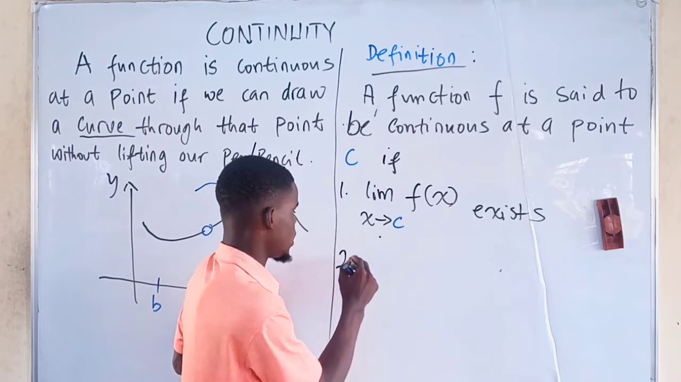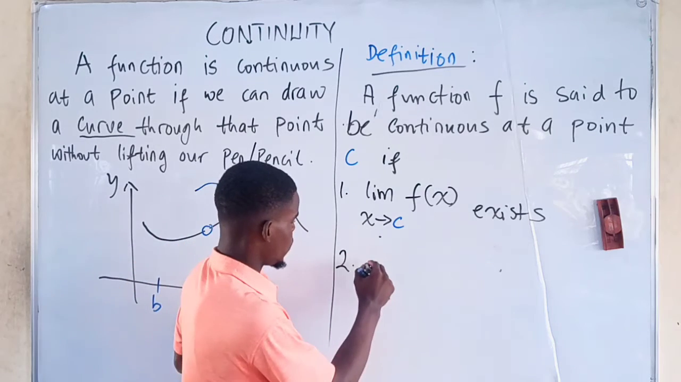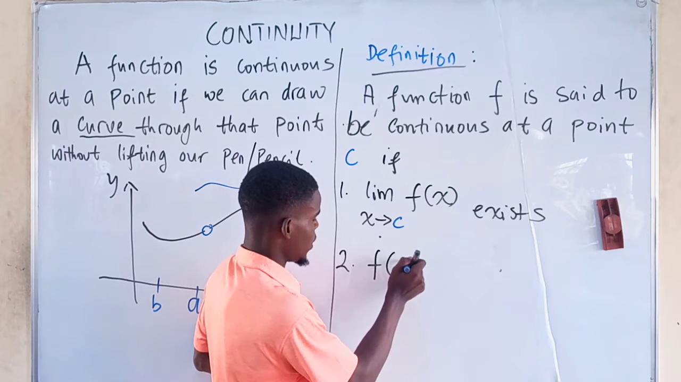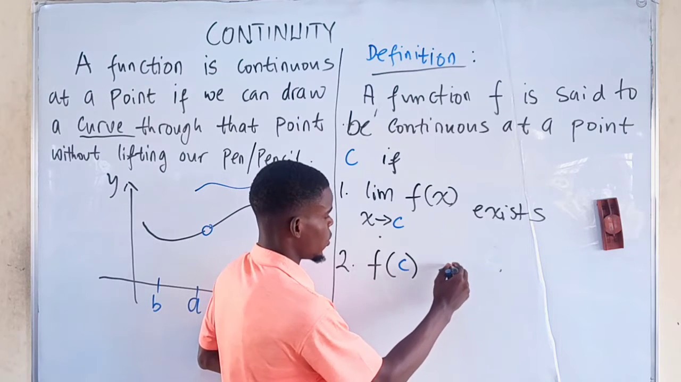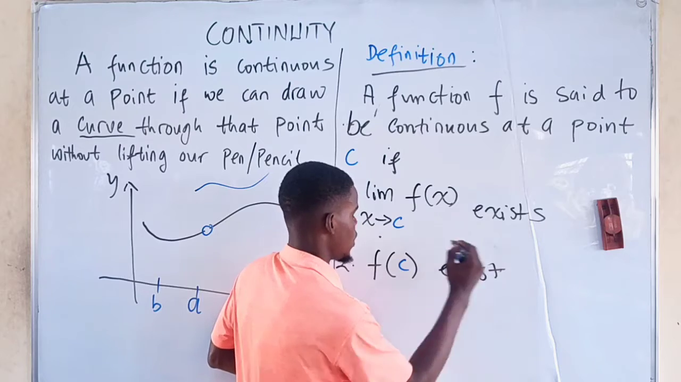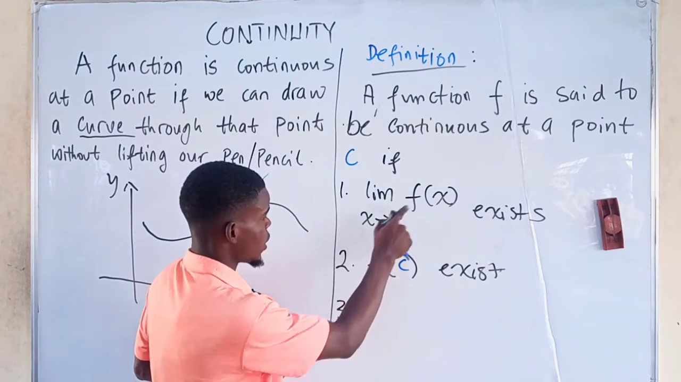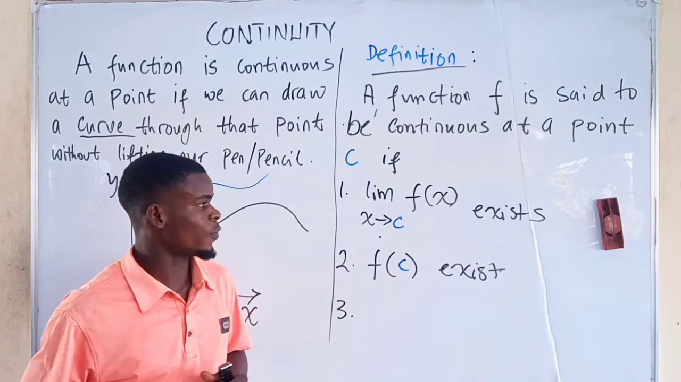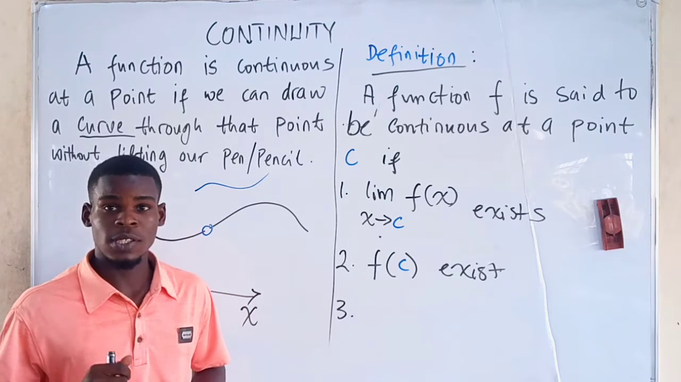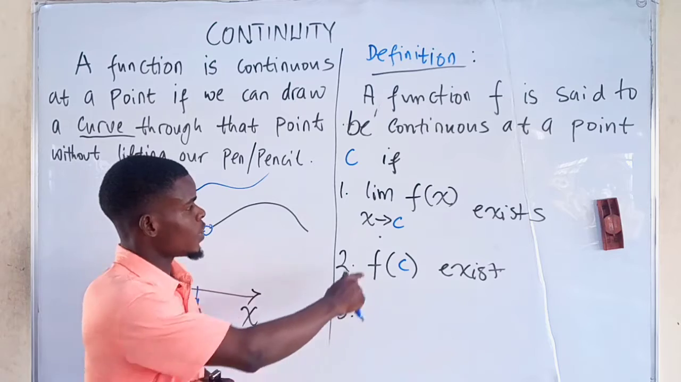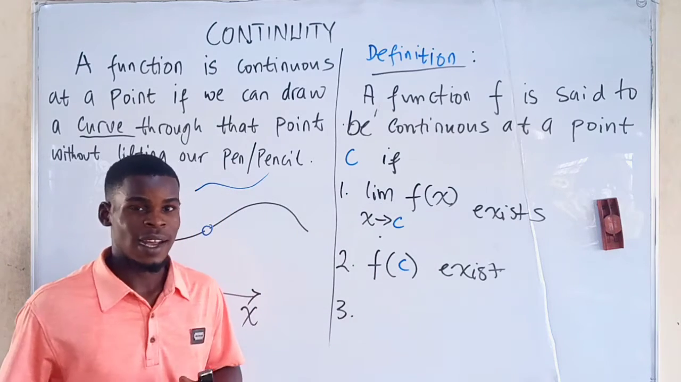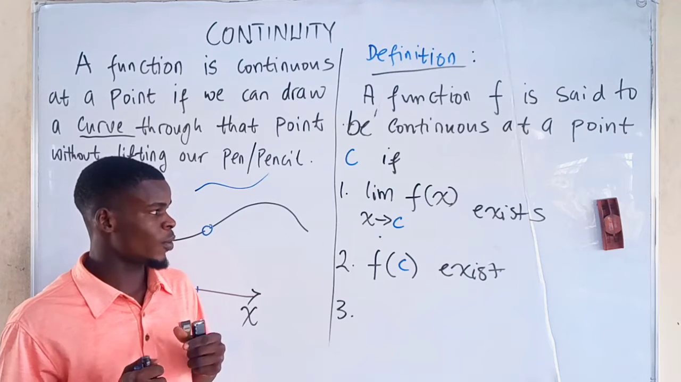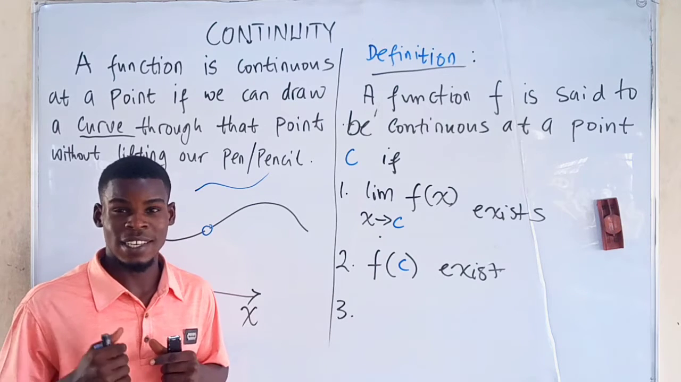The second condition is that the value of the function evaluated at that same point also exists. The third one is that these first two are the same. But before we get there, let me look at the first one. The function is said to be continuous at a point if the limit of that function as x tends to that point exists. That is, you can find the limit of the function as x approaches c, and it exists.